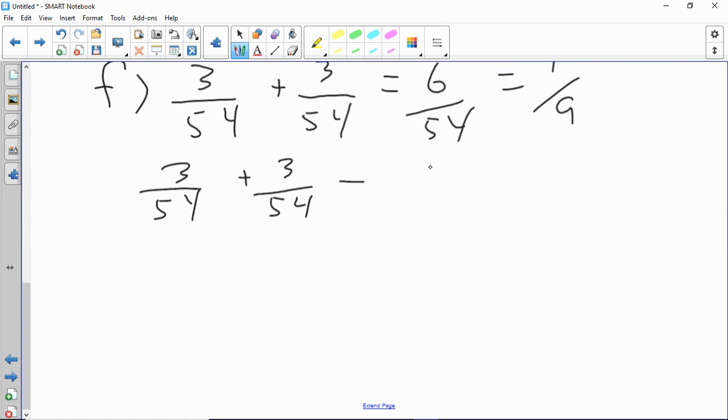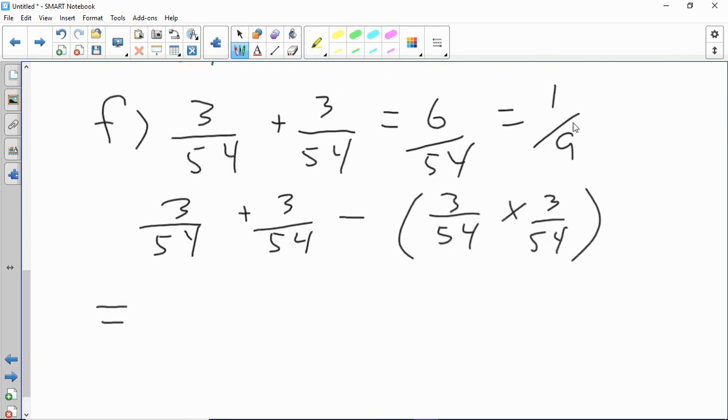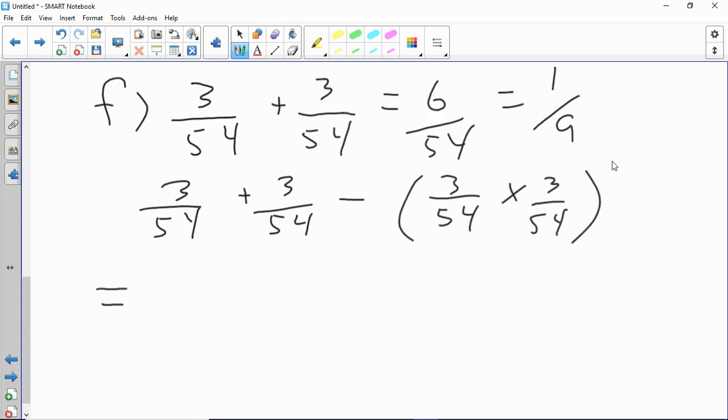Well, what's the probability that both happen at the same time? 3 out of 54 times 3 out of 54. They might both happen at the same time. That will actually give you the correct answer if you figure that out. I can't remember exactly what that is right now, but I'll leave that up to you to check. I think it's 35 out of 324 or something like that, which is just a little bit smaller than 1/9.